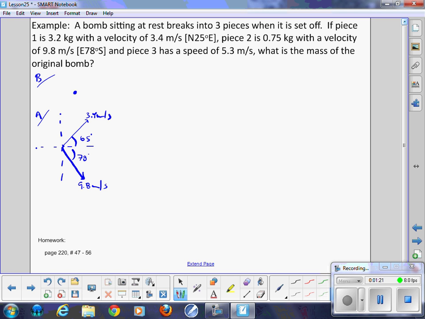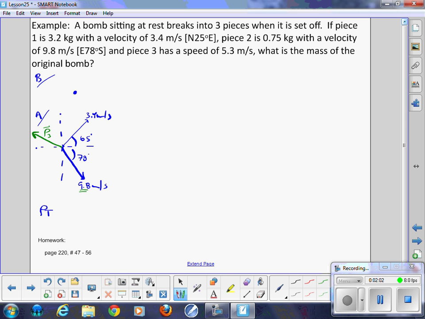What is the mass of the original bomb? So that last piece doesn't give me a direction, only a speed. What's the mass of the original bomb? So that's all the information I have. I have no idea. Now I know that my assumption here was, in order for this to be zero, piece three has to be facing somewhere in this direction, and I'm going to take a stab in the dark and say it's over in this direction, mainly because that 9.8 is such a big number that I'm thinking it's in that quadrant. So what does that mean?